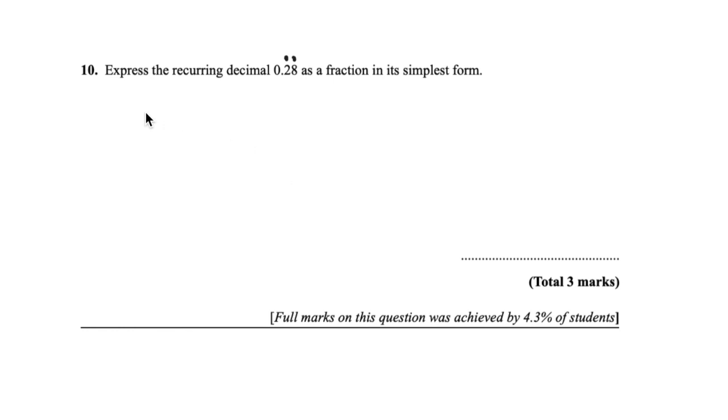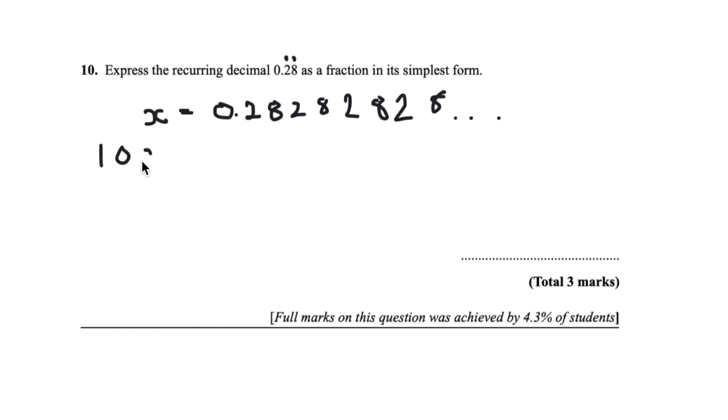Okay, so what we're going to do for these is we're going to say, well, x equals 0.28, 2, 8, 2, 8, and you can write that for as long as you want, but don't waste too much time. And then we're going to say, well, 10x must therefore be equal to 2.8282, etc. Now, what we are aiming for is for these lines to line up with the numbers, so we want 2 2's, 2 8's, 2 2's, etc.